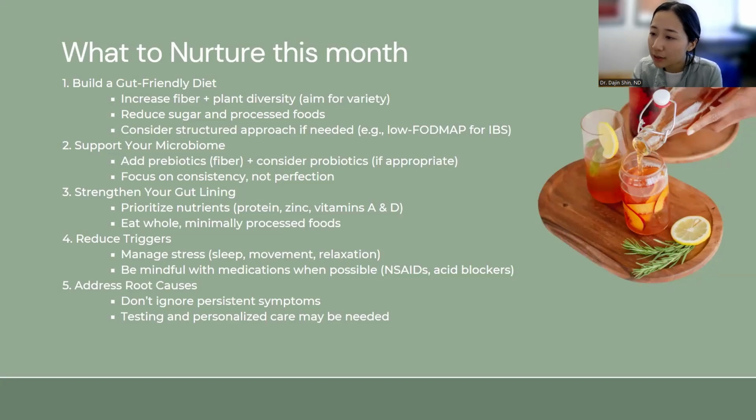And so for this month, we really want to shift our focus from just thinking about good versus bad bacteria to really supporting your overall gut environment. That starts with diet, prioritizing fiber and plant diversity, so usually rainbow colored vegetables and whole foods, while reducing sugar intake and processed food. And of course, you don't have to be perfect, but consistency is key when treating the gut microbiome. And next, you want to think about supporting that microbiome with prebiotics, which are fibers, and probiotic foods like fermented foods.